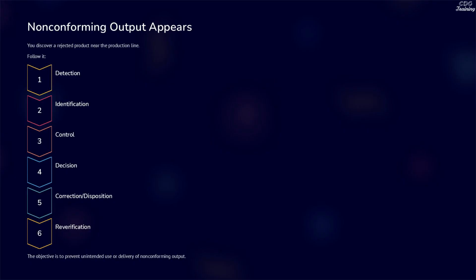If you discover a rejected product near the production line, follow the steps of detection, identification, control, decision, correction, disposition, and re-verification. The objective is to prevent unintended use or delivery of non-conforming output.